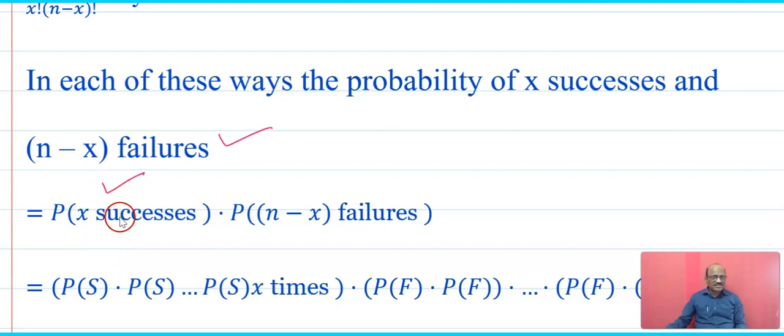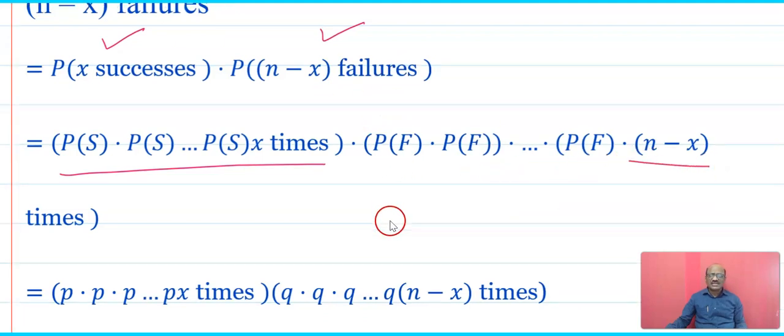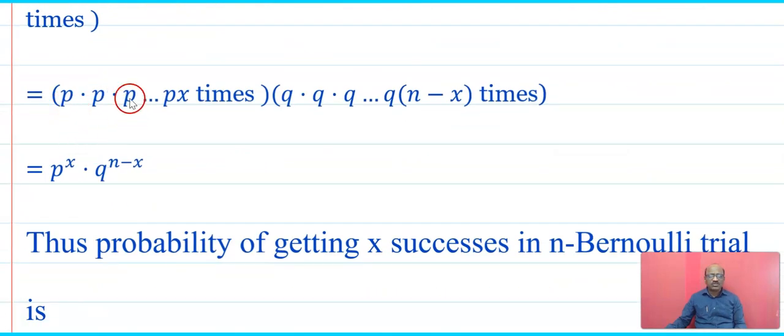That is the probability of x successes and the probability of n minus x failures. Now see this: the x successes are probability of S, probability of S, probability of S, this is x times. What about the failures? Probability of F into probability of F into probability of F up to n minus x times. Here the success probability is p into p into p, x times, and the failure is n minus x times. If you multiply it, what will you get? P raised to x, and here you will get Q raised to n minus x.